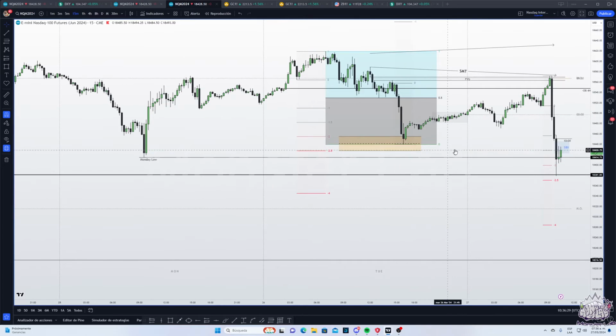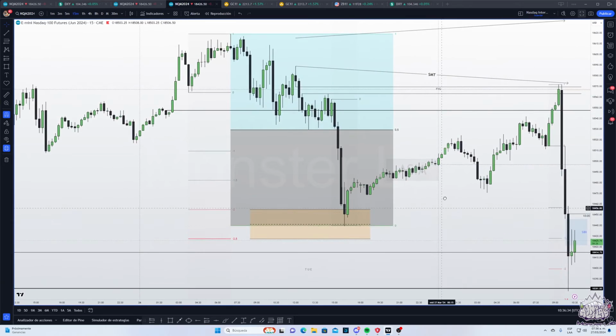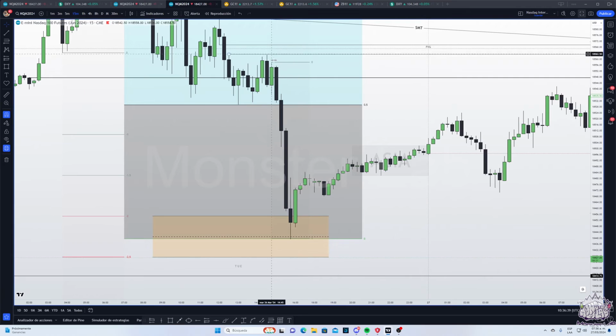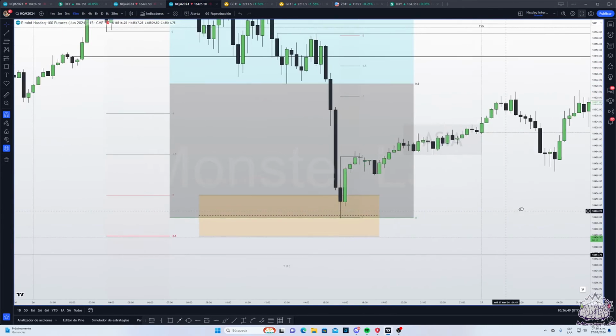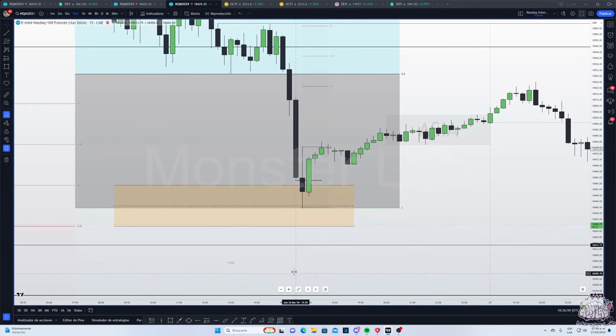So in this specific case, the better standard deviation projections are from the last bearish candle. In other words, the order block here. This candle takes the previous low here. The next candle closes with its body above the previous candle's body here.